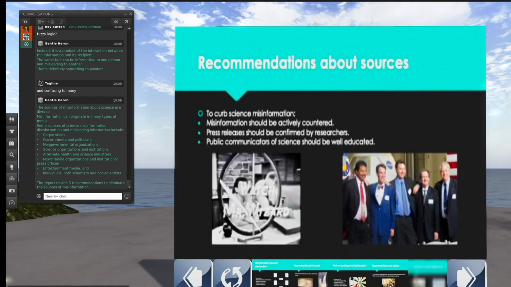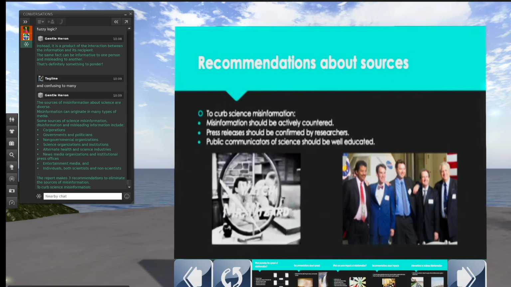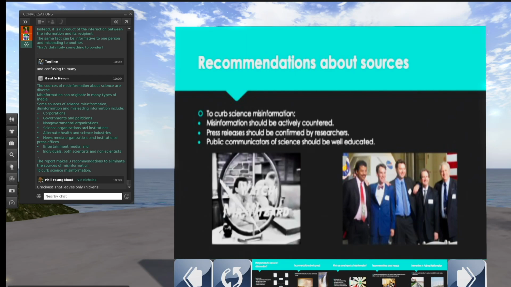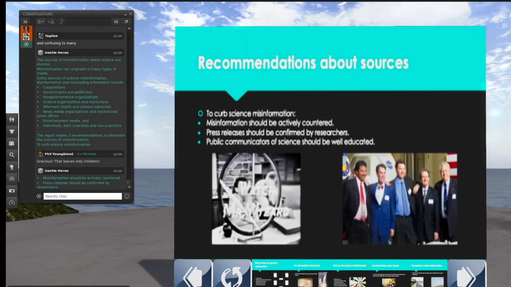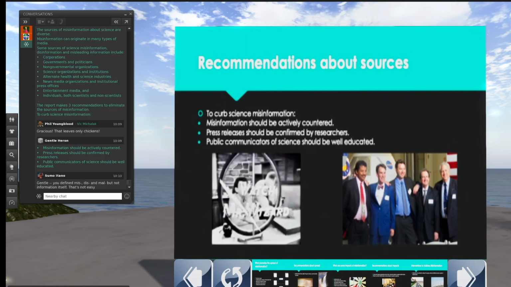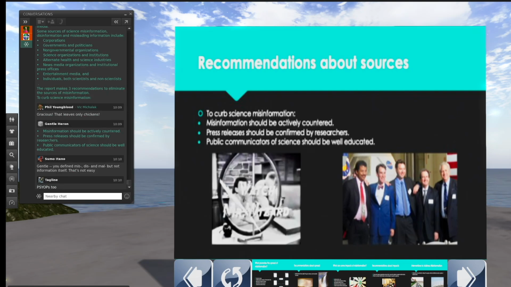This report makes 3 recommendations to eliminate the sources of misinformation. To curb science misinformation, misinformation should be actively countered. Press releases should be confirmed by researchers. Public communicators of science should be well informed.